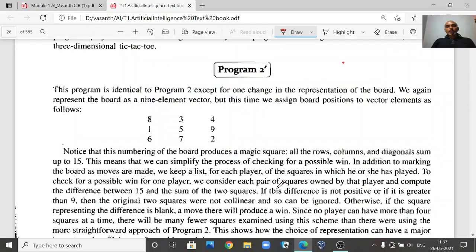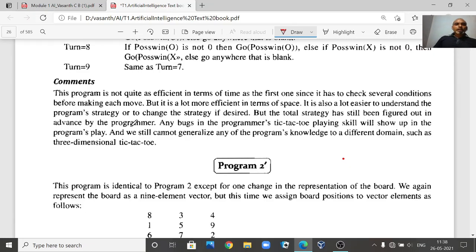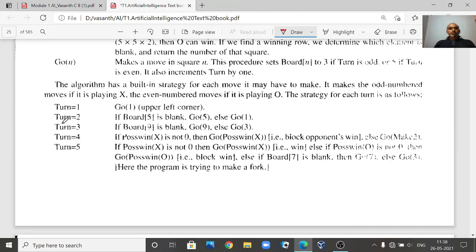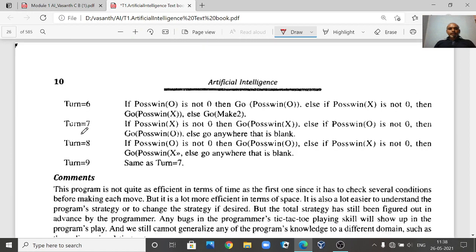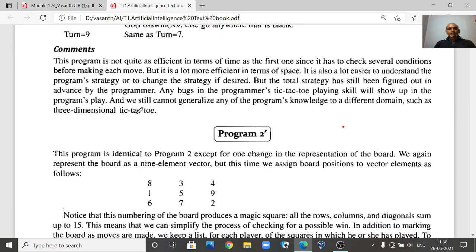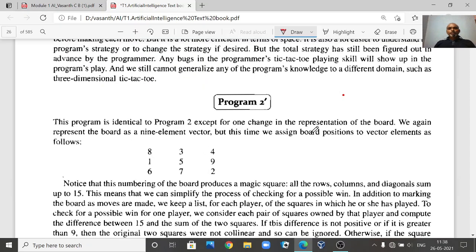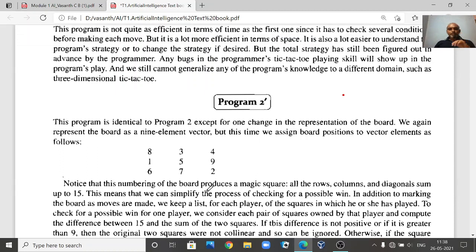Now, continuing from where we left off, this is the algorithm we saw in our previous class, which had 9 turns. Next, we are going to change this slightly. There is another new way in which it can be done. In this program, we are going to represent the board. Of course, we consider the same 3 by 3 board with 9 elements, but the representation is slightly different here.